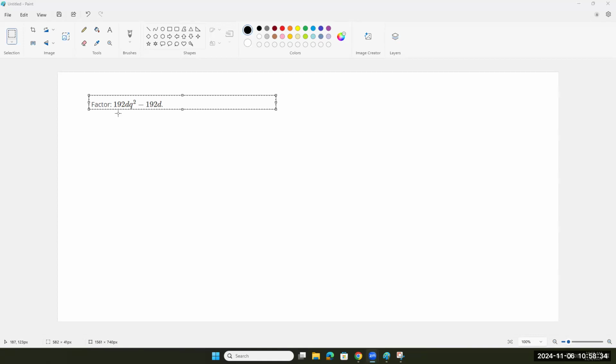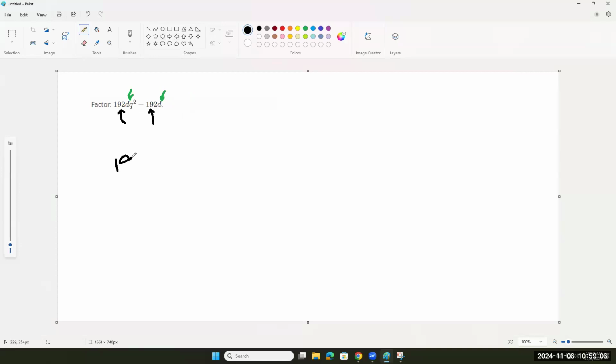Okay, so we're being asked to factor this quadratic. And so what I'm going to notice first is that both terms have a 192 in common. And they also have a D in common. But before anything, before I get into the more challenging piece, let me factor out the 192 and the D from both of those terms.